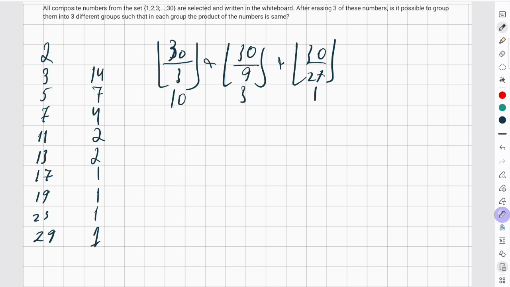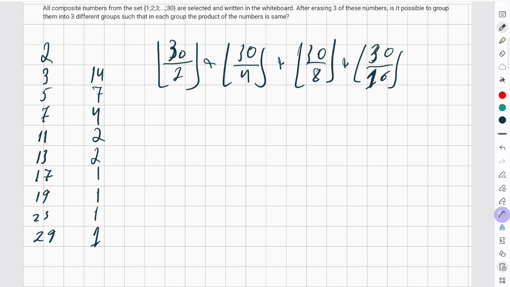That is 14. For 2, let's calculate. We take 2, 4, 8, and 16, which is the maximum power of 2 that fits in 30 factorial. So we have 15 here, 7, 3, and 1. Overall we get 26.